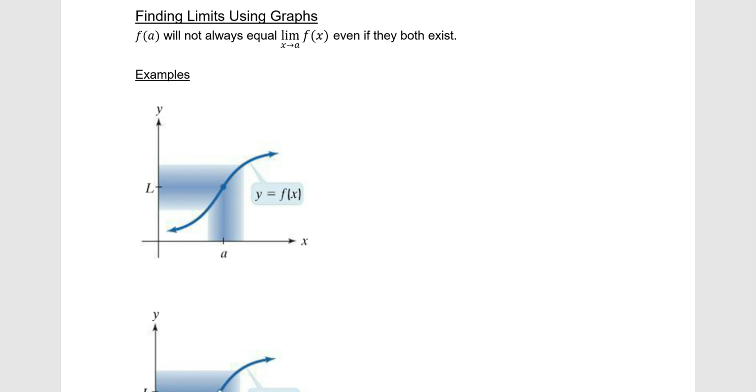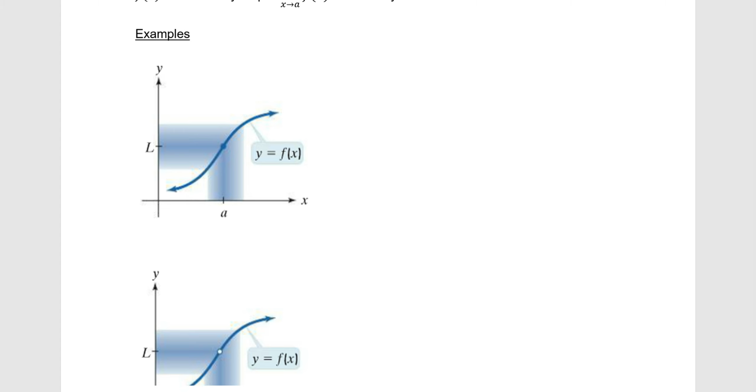Okay, so that was the first way to find limits, finding limits using tables of values. Now we're going to be finding limits using graphs. Something to keep in mind is that the function value, the y value, f of a, will not always equal the limit of f of x as x approaches a, even if they both exist. So let's see a couple of basic examples here.